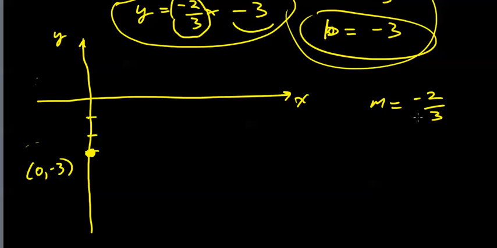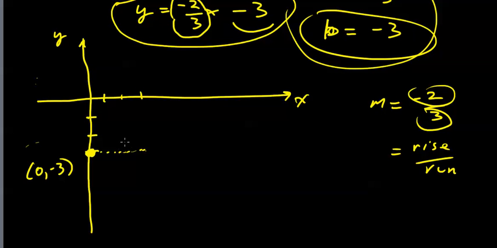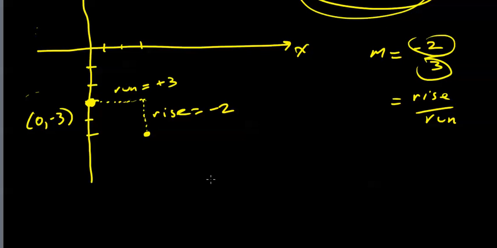That means my ratio of rise to run is going to be minus 2 to 3. That means if I run 3 units, I'm going to fall 2 units. So my run here is positive 3, and my corresponding rise will then be negative 2. Right. With that information, I can get another point on the line.